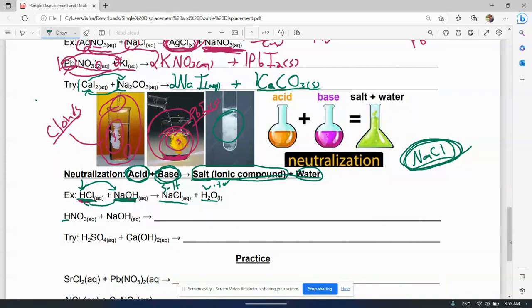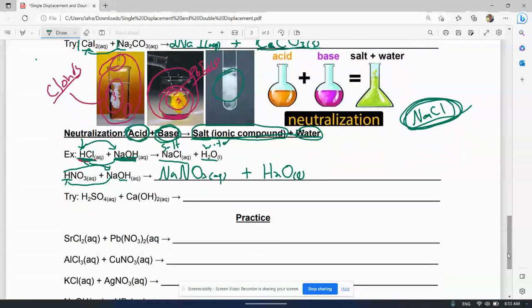Here we have an acid and a base. The H will switch spots with the metal. So sodium will go with nitrate. Remember, sodium's +1. Nitrate is -1. The salt is going to be aqueous for the most part in these type of reactions, so just put aqueous. And then we have HOH, which is simply water. That's going to be liquid. You can try the next one on your own and then check your work.